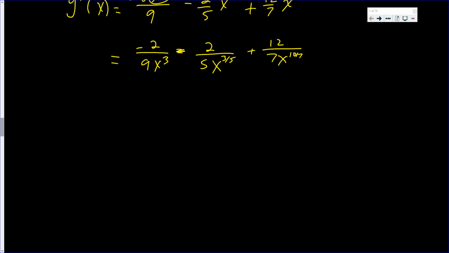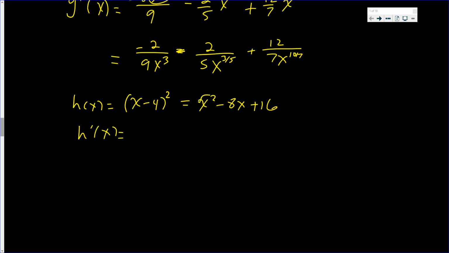If you were given this one, h of x is equal to x minus 4 squared, well, you would just rewrite it. FOIL it out. You get that. Okay? H prime of x is quick. Bring down the 2, make the new power 1 less. The 1 you don't have to write. Minus the derivative of a constant times x is the constant, and the derivative of a constant is 0. That one is done.